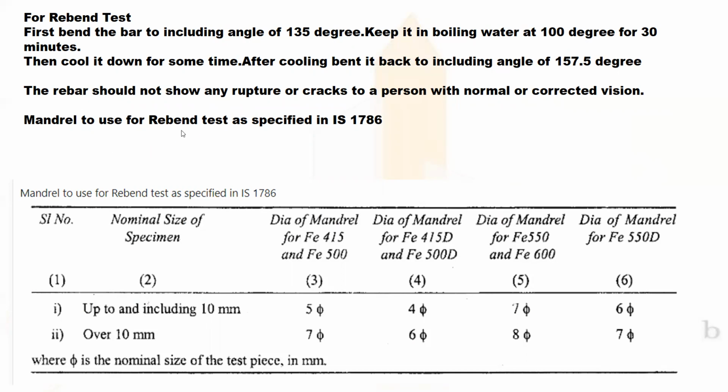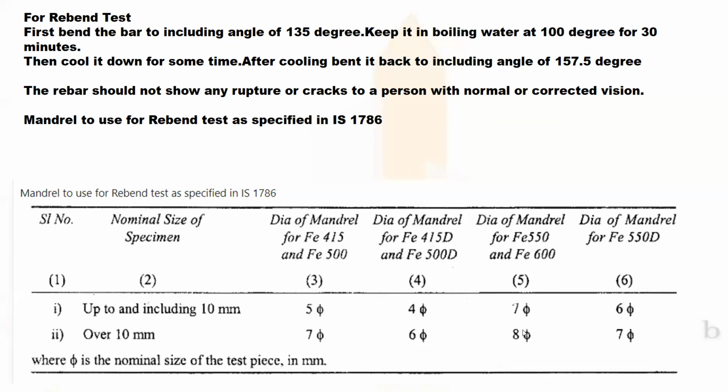The mandrel to be used for the rebend test shall be as per IS 1786. See here, I show you the table. Up to 10 mm, the mandrel for Fe 415 and Fe 500 is 5 dia and 4 dia. For Fe 550 and Fe 600 it will be 7 dia. If it is more than 10 mm, it should be 7 dia for Fe 415 and Fe 500, and 6 dia for Fe 415D and Fe 500D.